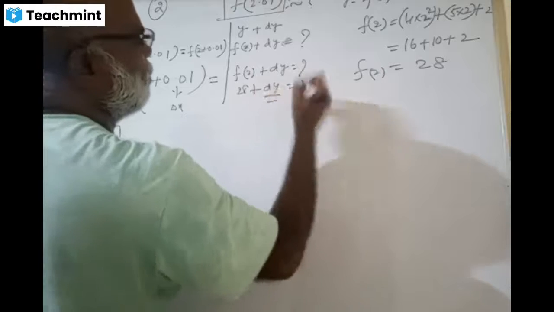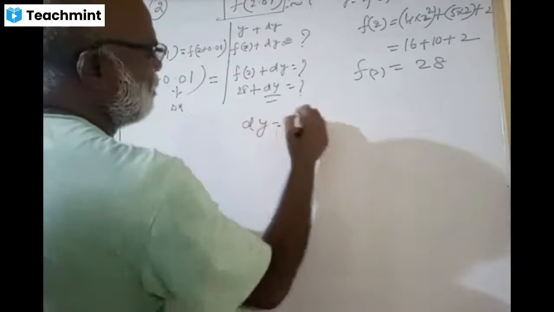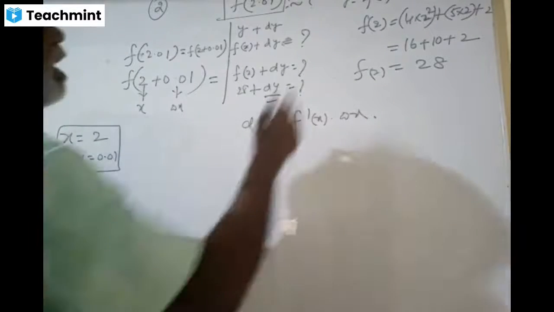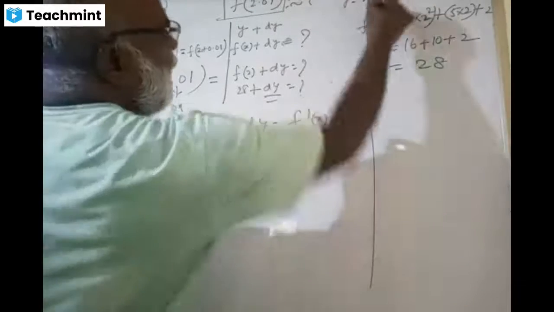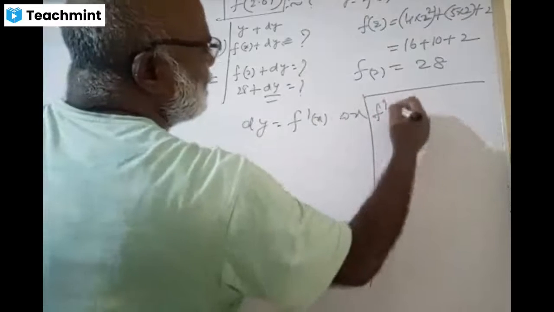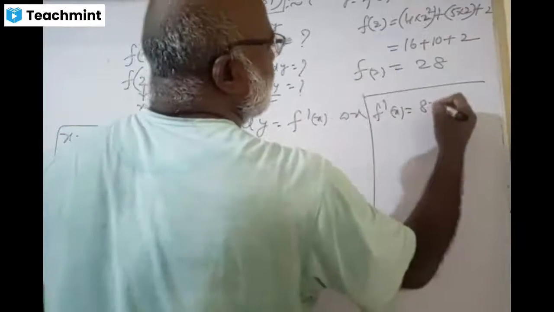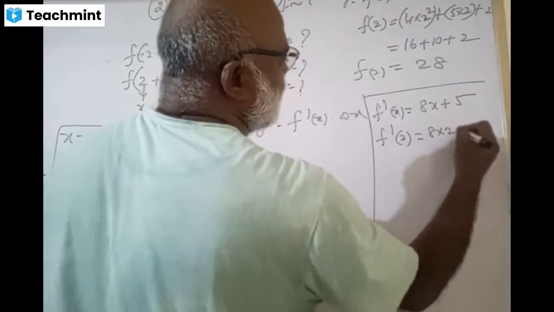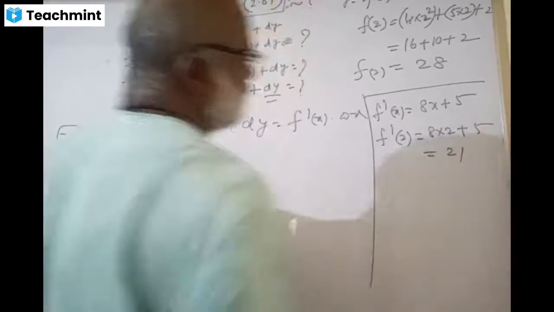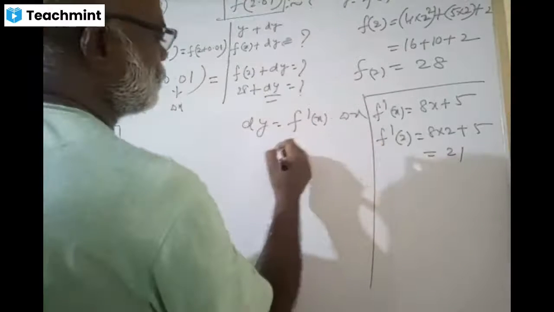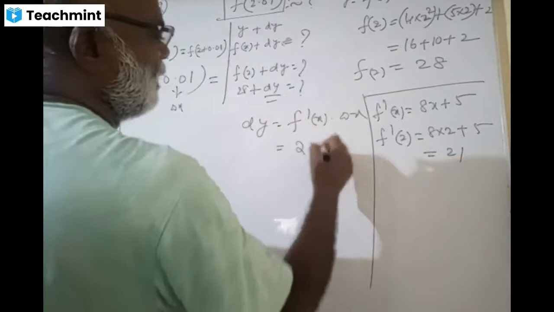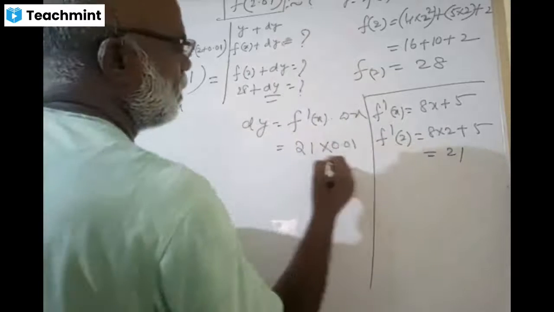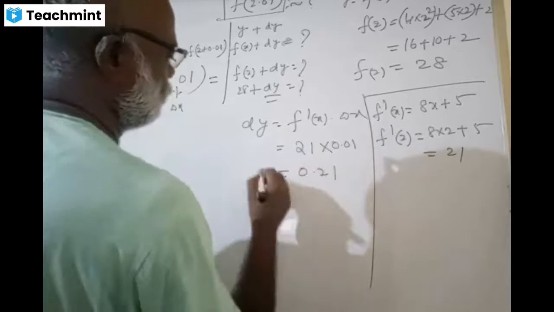That means you have to find dy. What is the formula for dy? f dash x into delta x. What is f dash x? f of x equals this. Can anybody tell me what is f dash x? 8x plus 5. Find f dash 2 here. 8 twos are 16 plus 5, that is 21. So f dash 2 is 21, and delta x equals 0.01. That gives 0.21.